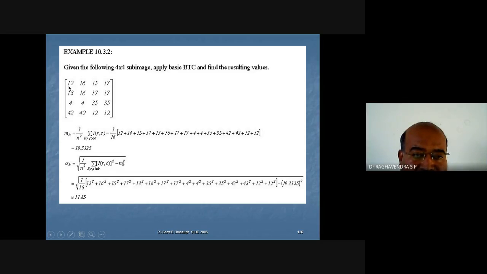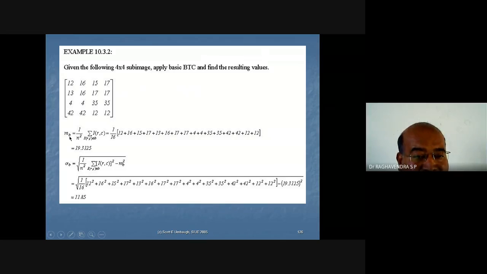4x4 means how many rows, how many columns? There are 4 rows here and 4 columns here. And apply BTC, that is block truncation coding: B is block, T is truncation, C is coding, or blocking, sub-image selection. Find the resulting values. First, you are going to find the mean. Once we find the mean, we shall go for variance.